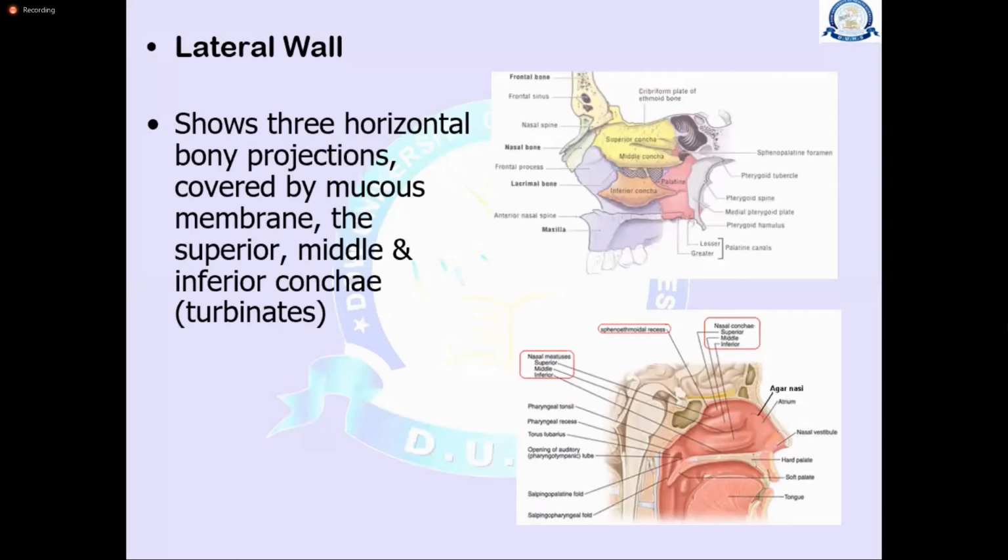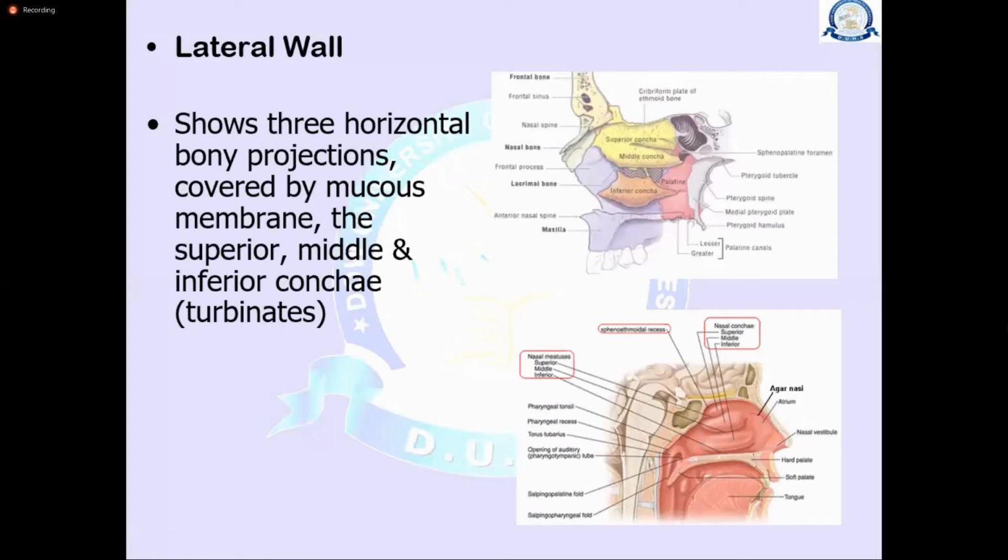So these conchae are somewhat scroll-like shelves which increase the surface area, and particularly in mammals who run at a faster pace, these conchae are more modified, or more curved over themselves. That is, they increase the surface area further. So in humans, you have three conchae: the superior concha, the middle concha and the inferior concha.